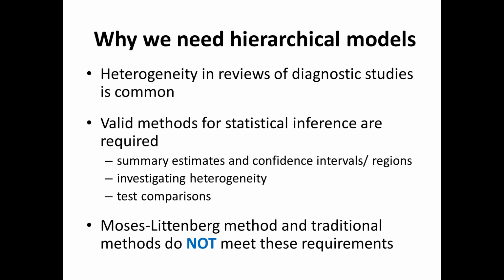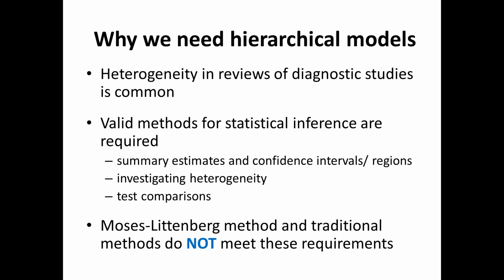One method that was introduced to try to account for the fact that we've got paired summary statistics, as well as to account for this threshold effect, is the Moses-Littenberg method. This is a method that was published about 1993 or so to try to take into account that for joint synthesis of sensitivity and specificity to estimate the underlying ROC curve.